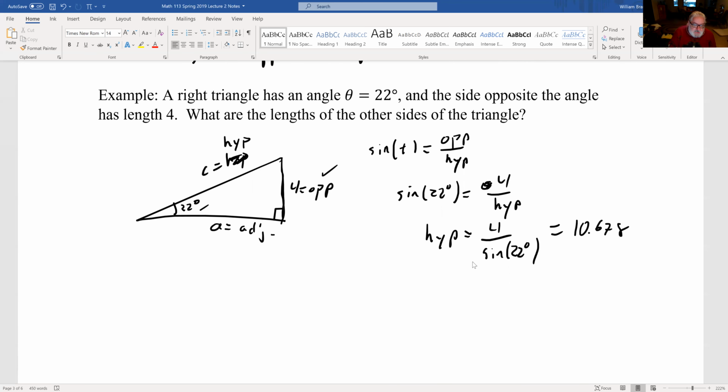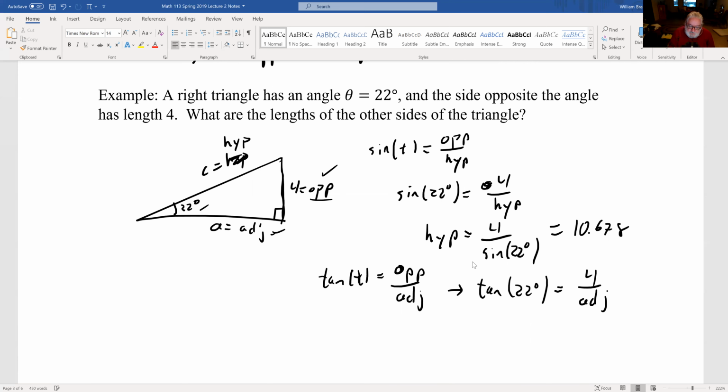I need to find the adjacent. What's a formula I know that involves the opposite and the adjacent? Well, that's tangent. So for any angle T, tangent is opposite over adjacent. So for this particular triangle, tangent of 22 degrees should be equal to 4 over adjacent. Solving for the adjacent gives me 4 over tangent of 22 degrees, which is about 9.9.